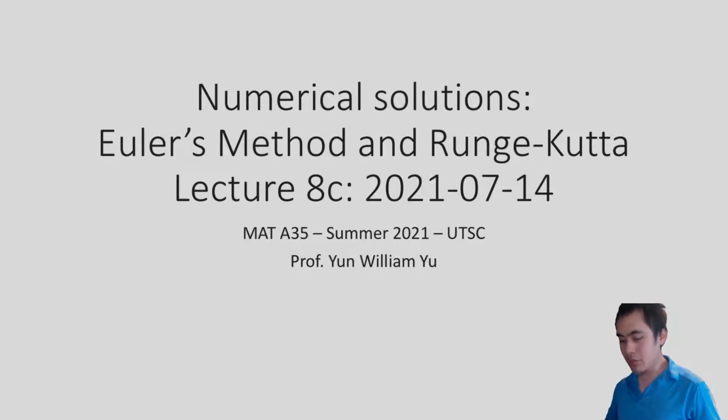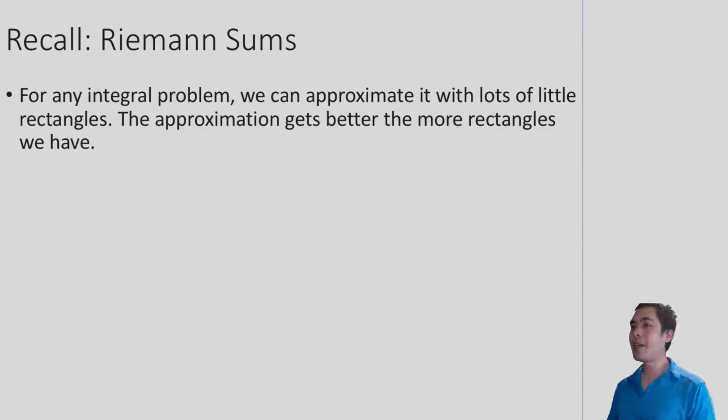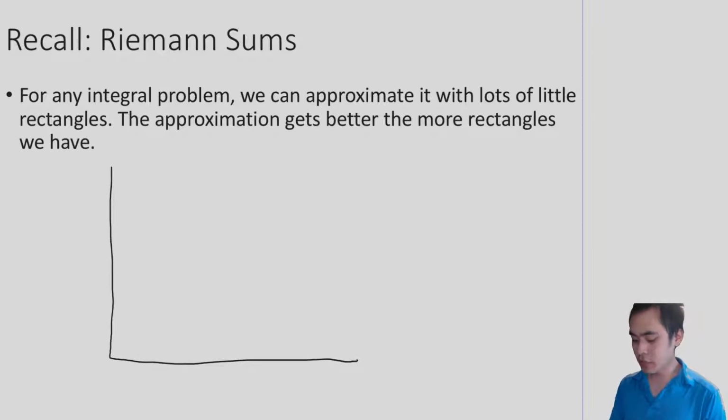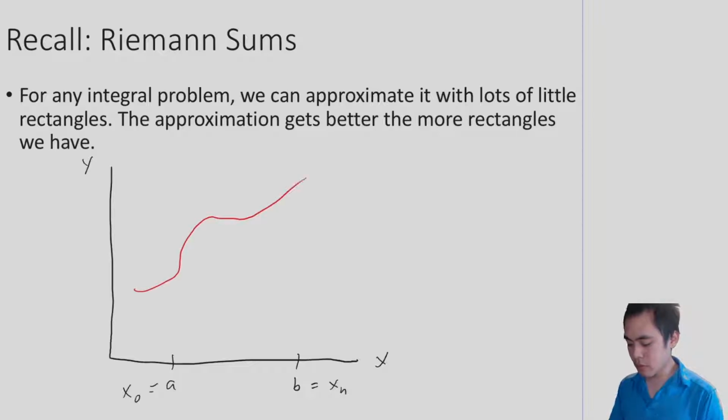So the first thing we're going to do is recall Riemann sums. For any integral problem, we can approximate it with lots of little rectangles, and the approximation gets better the more rectangles we have. So if you had x, y here, let's say you had some starting point, a equal to x naught, and some b equal to xn, and you had some curve that you're trying to get the area under.